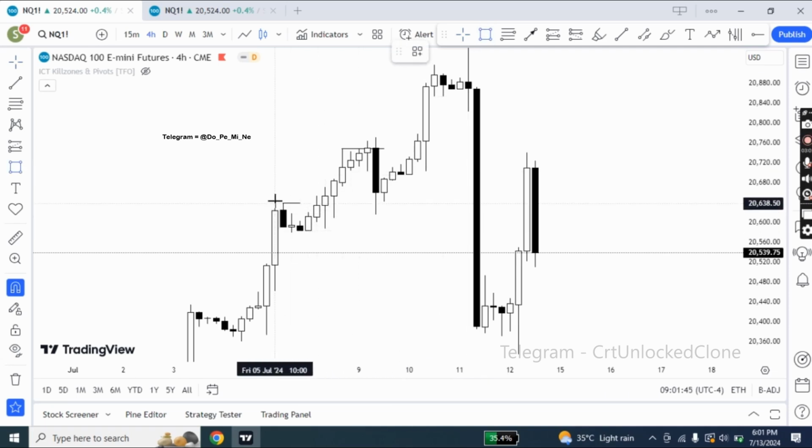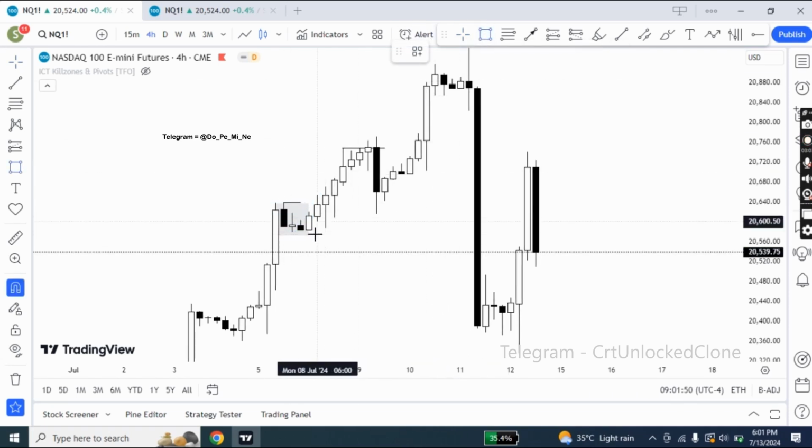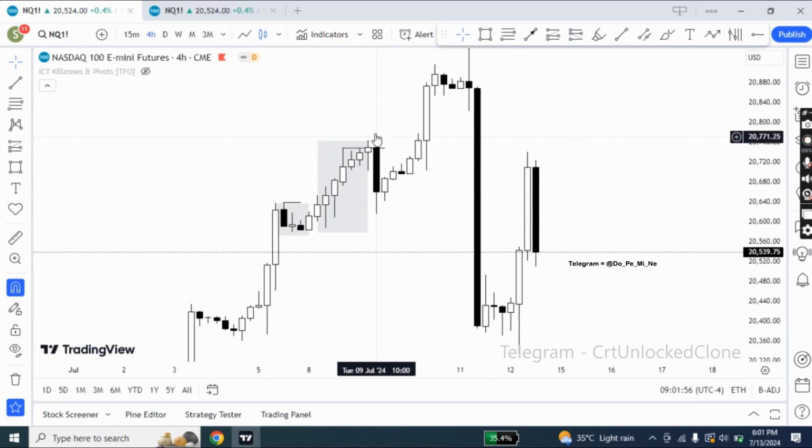Right? So let me try it again. We've got this ranging profile, then this expansion profile. The way I was expecting retracements is, first of all, I was waiting for a key level to be tested, or for price to take out liquidity, which was in the form of this Monday's high right here. On Tuesday, price took out this Monday's high.